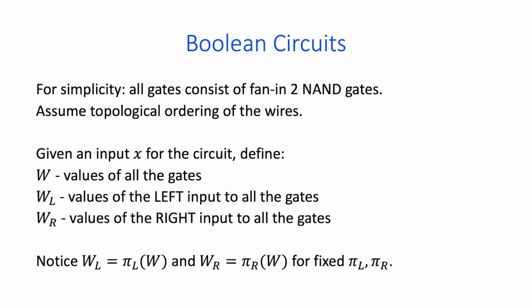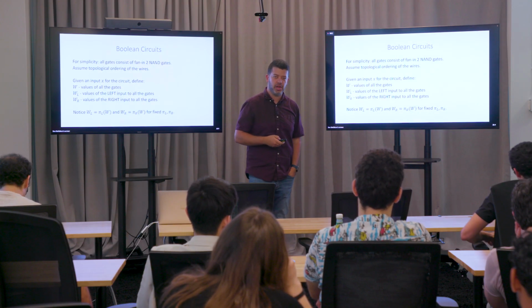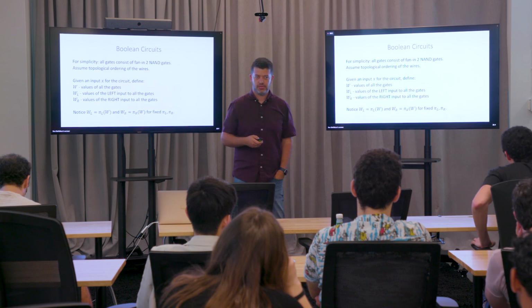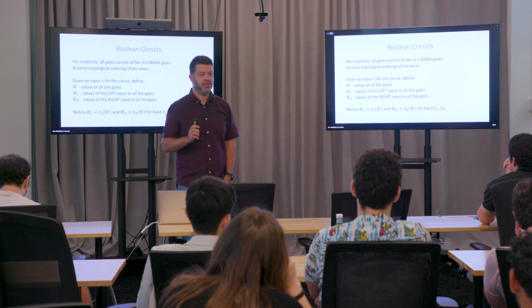And just something to notice is that I think of WL as a sort of permutation of W based on, for every gate, who is its left or right input. It doesn't necessarily have to be permutations, but for simplicity, let's think of it as though they are permutations. Okay? Any questions so far? I feel like I may have lost some of you.